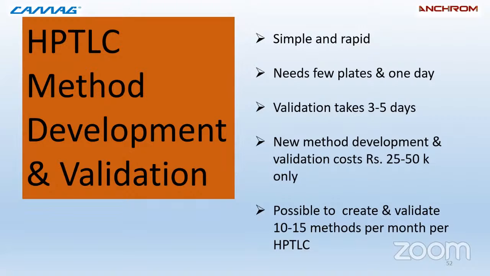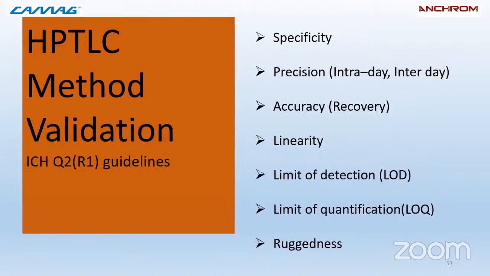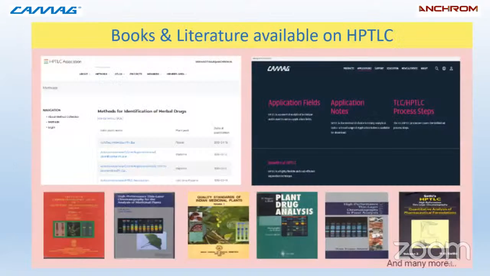Method development is very simple. If you have enough expertise, you can develop the method in 1 to 2 weeks. You can go for the validation of the same, and you can perform all the validation parameters as per ICH Q2 R1 guidelines. Specificity, precision, accuracy, linearity, LOD, LOQ, ruggedness, all these parameters can be performed by HPTLC.